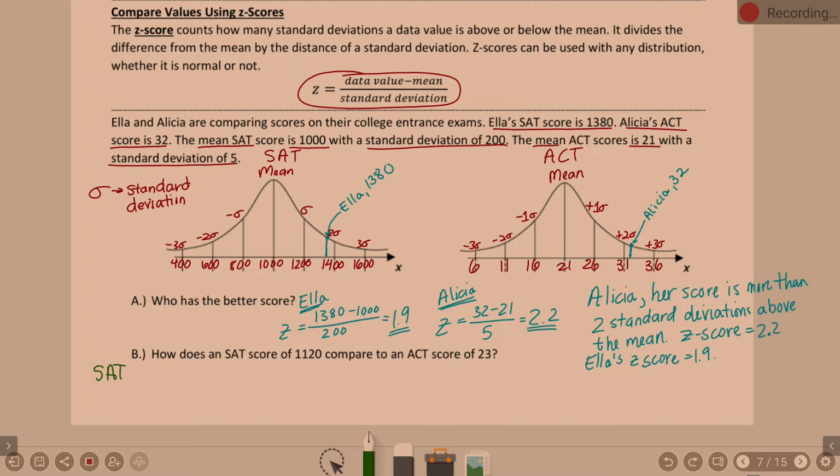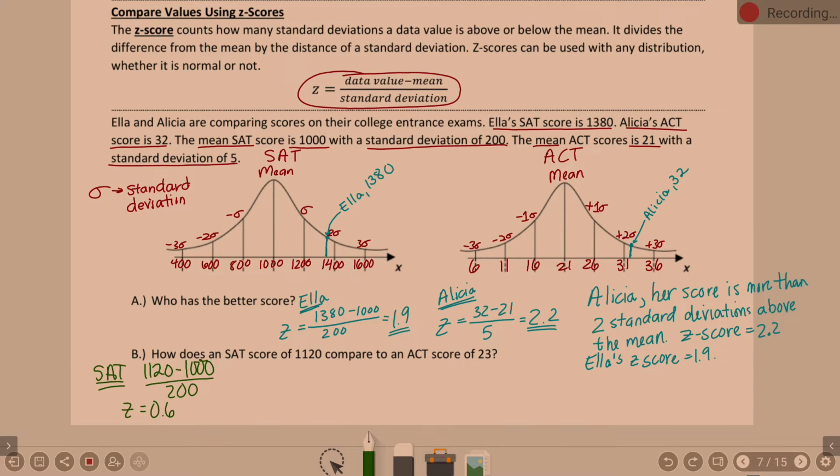So for SAT, 1120 minus 1,000 divided by 200. It's a data value question: data value minus the mean divided by the standard deviation. And what do we get? 0.6. So the z-score is 0.6 for the SAT.